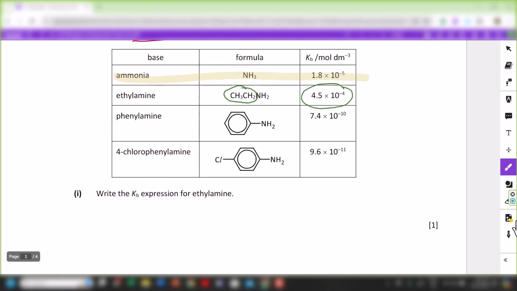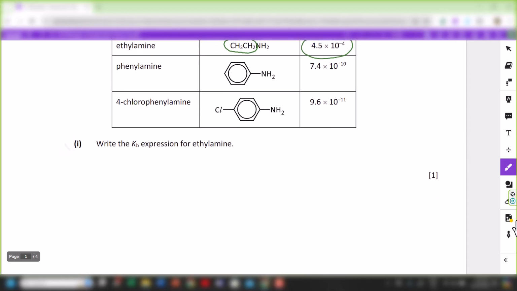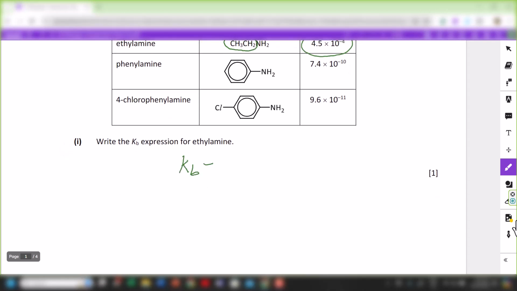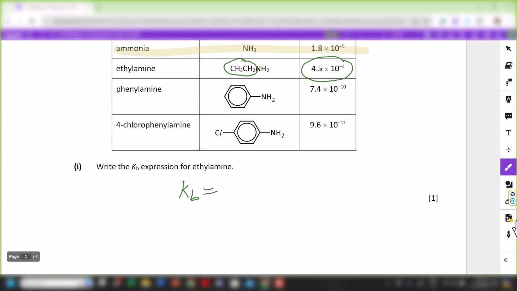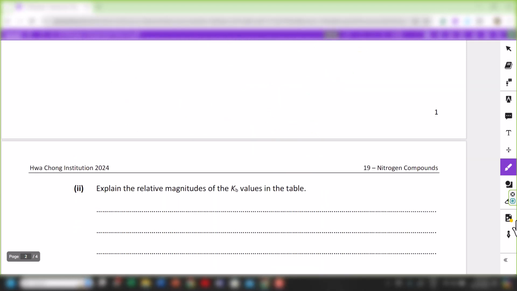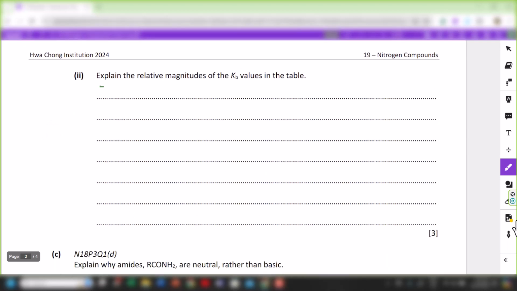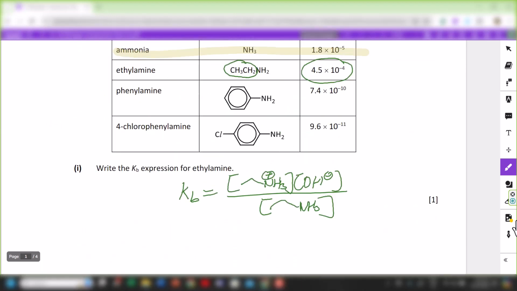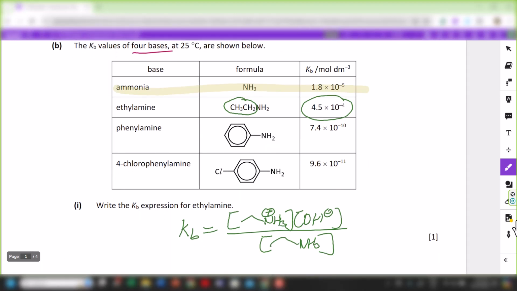You're supposed to write the Kb expression. So maybe I'll write the Kb expression first. In this case, Kb is equal to, you're supposed to write for ethylamine, the conjugate acid, which is C2H5NH3 plus, and then OH minus, and then divide by the concentration of ethylamine. And then the question asks you to explain the relative magnitudes of the Kb values in the table. I'm just going to explain over here, using the table alone. I've explained why ethylamine is more basic than ammonia, so I will not repeat myself.